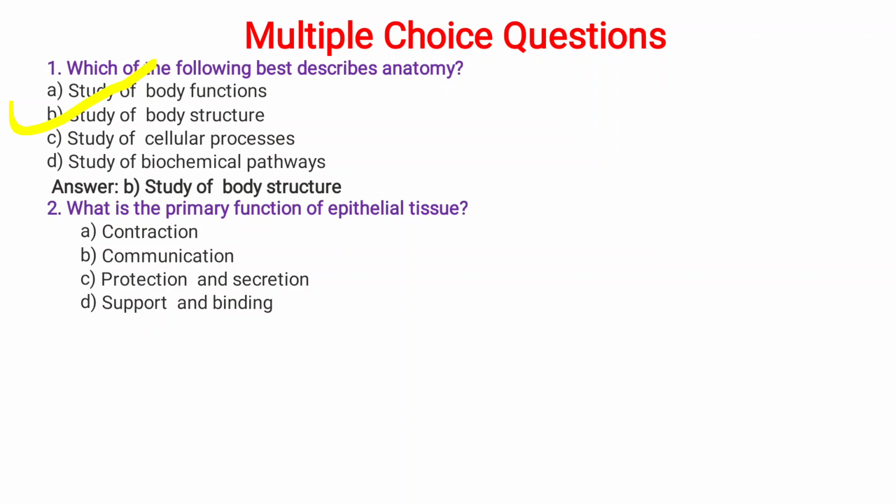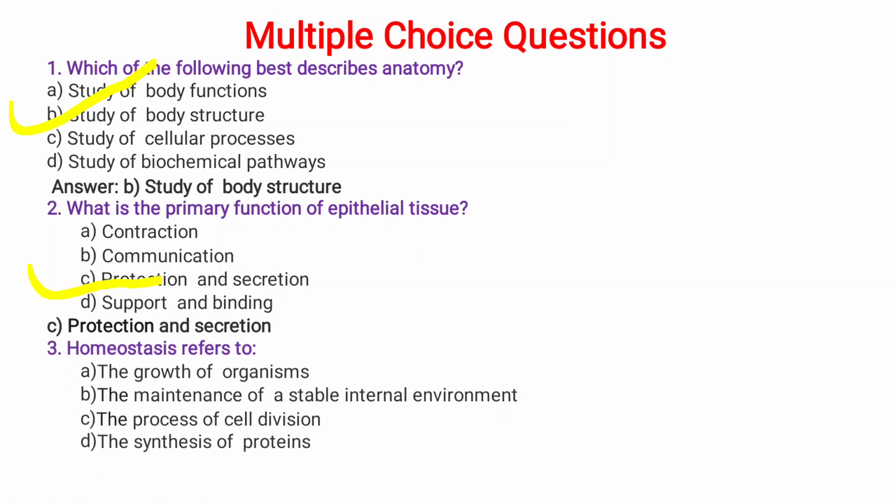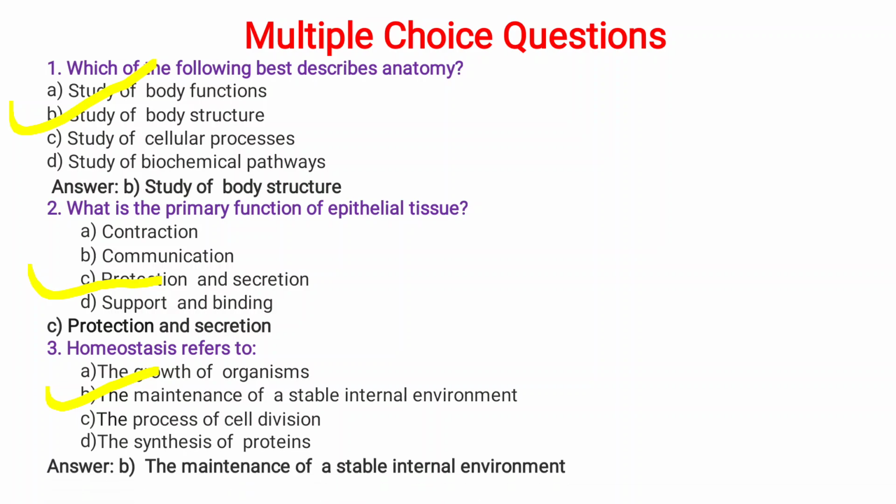Next, what is the primary function of epithelial tissue? A, contraction, B, communication, C, protection and secretion, and D, support. So protection and secretion, C, is the correct answer. Next, homeostasis refers to A, growth of organism, B, the maintenance of a stable internal environment, C, the process of cell division, and D, synthesis of protein. So B is the correct answer. Homeostasis maintains the internal environment.